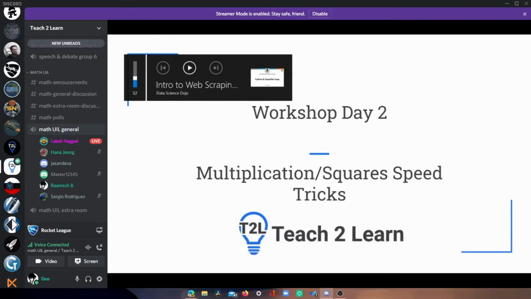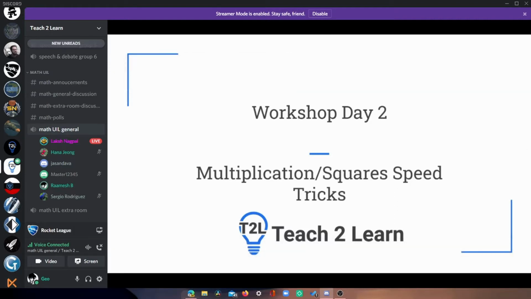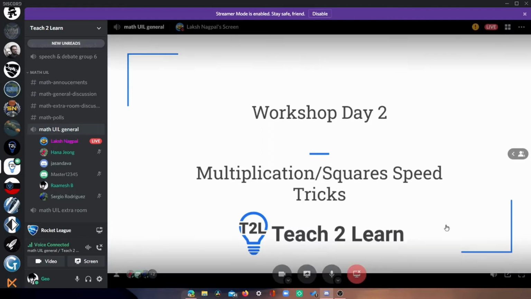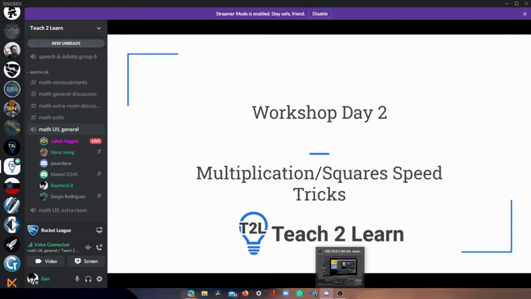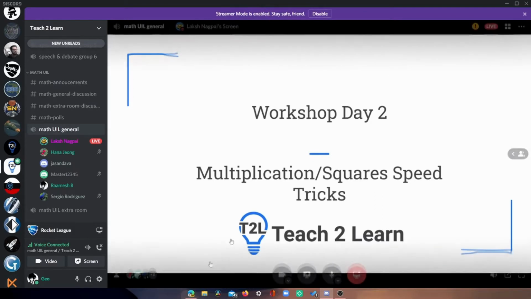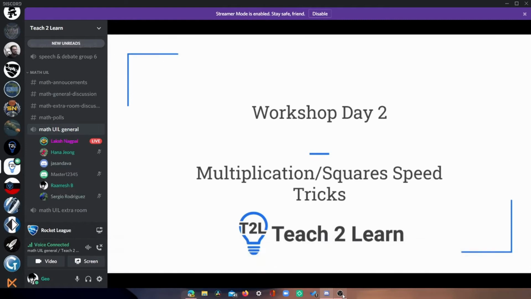All right. So welcome to workshop day 2. Today's topic is multiplication and square speed tricks. Last workshop was more of an introduction to what math UIL is and how it's going to function in school this year. But this workshop is going to dive into our first actual math concept that's pretty commonly tested on the math UIL tests.